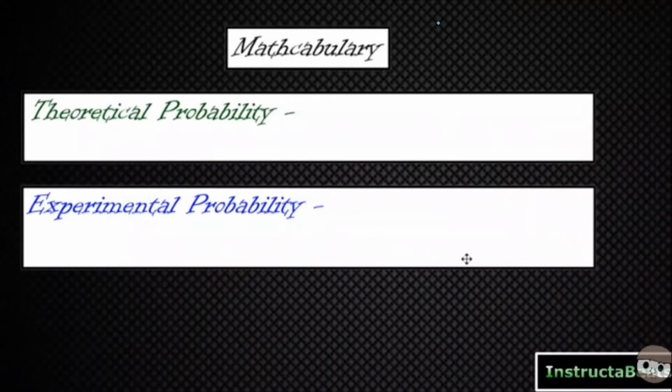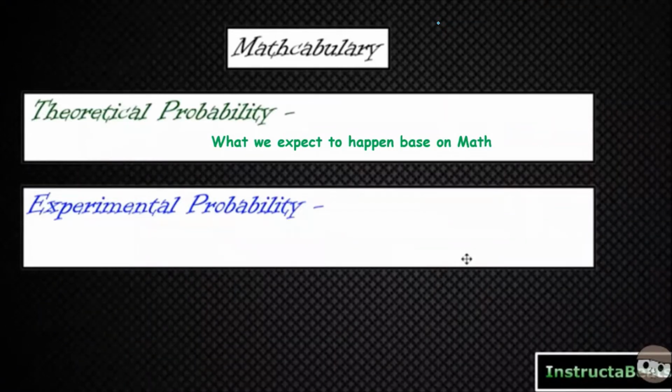First, let us identify what is theoretical probability and what is experimental probability. When we say theoretical probability, it is what we expect to happen based on math. It means that if I flip a coin, I have a 50% chance of getting heads and a 50% chance of getting tails. So that is what we call theoretical probability. That is your assumption, or that is based on what we read in our book. That is the theory, that when I flip the coin, I have a 50% chance of getting the head and a 50% chance of getting the tail.